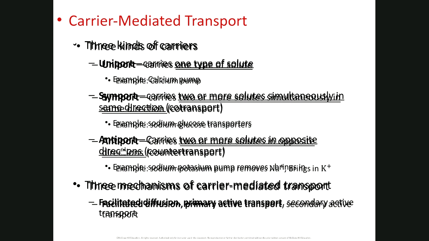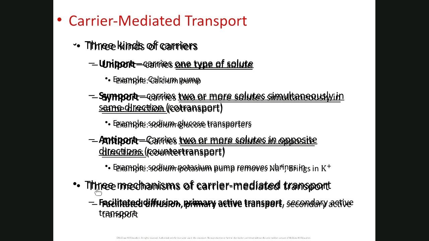Antiport. We're definitely going to deal with a specific example of an antiporter. An antiporter is a transporter that carries two or more solutes in opposite directions. The prefix anti means opposite. So we're transporting two solutes in opposite directions. And our very important example is the sodium-potassium pump. We're going to have the movement of sodium in one direction, and the potassium simultaneously transported in the opposite direction.